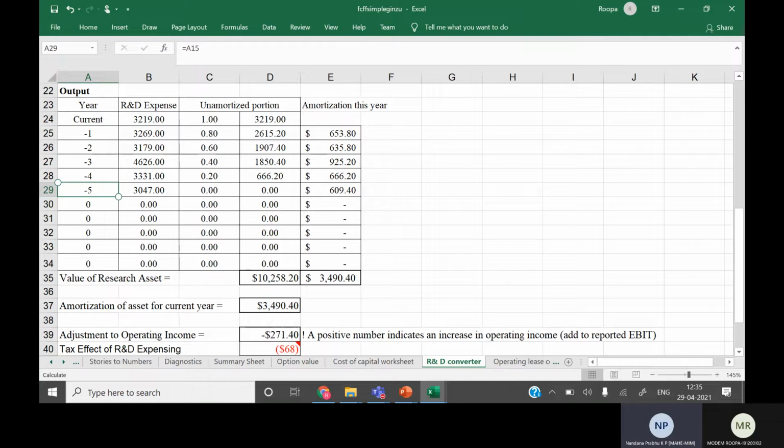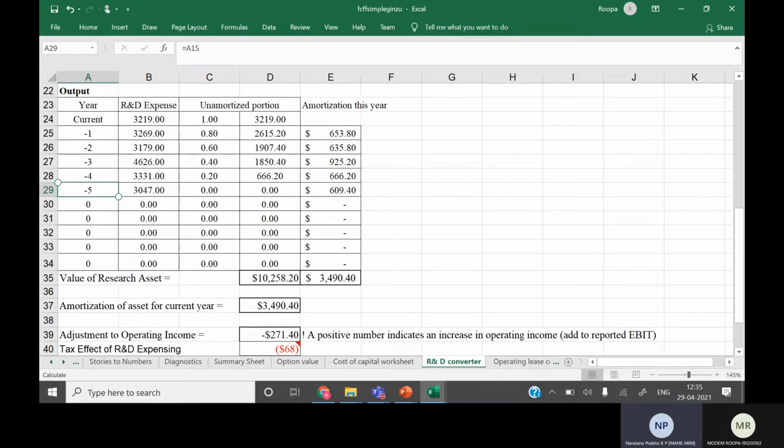So what is the tax effect of R&D expensing? You are saving $68. So what is to be done with the help of this? Should we add? Should we deduct? Everything will be told to us by this output. We don't need to do anything with this output. The main input sheet will take this value and consider it while producing the output.